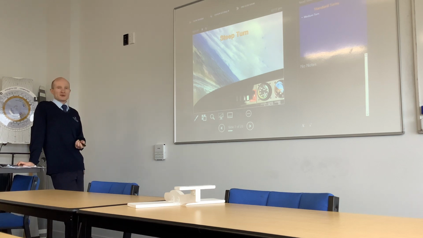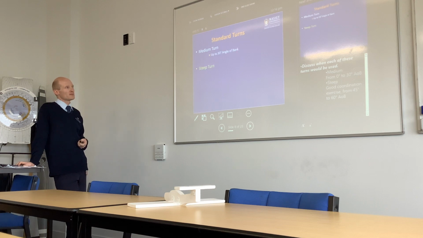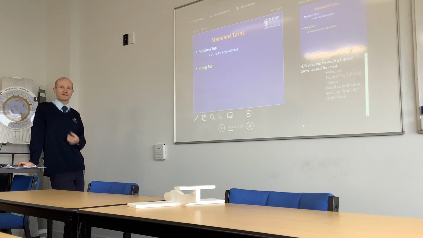So far we've talked about rate 1 turns and medium turns. The rate 1 turn has a variable angle of bank depending on the speed. The medium turn, as you learned, what angle of bank is that? Ask that question, 30 degrees. For the steep turn we're going to look at today, we practice at 45 degrees angle of bank.